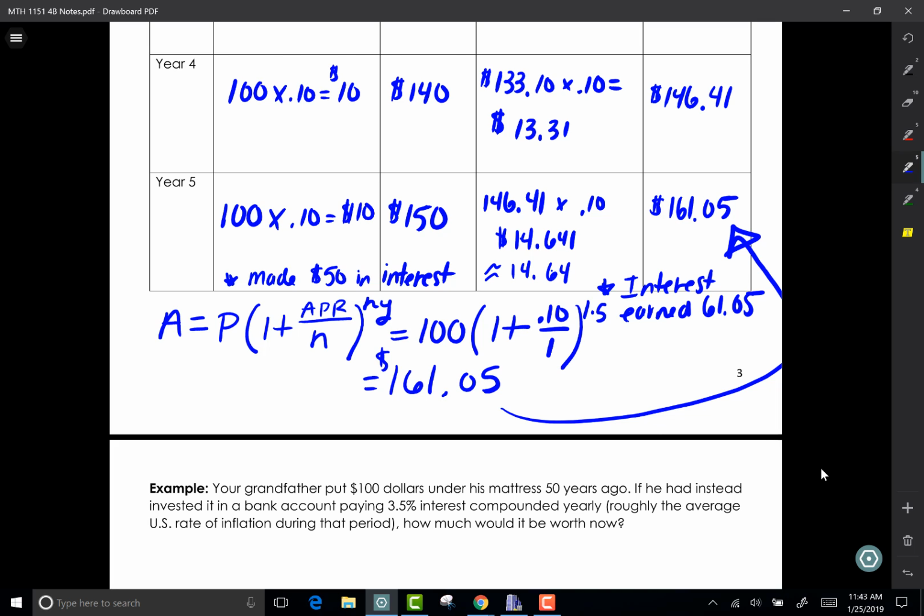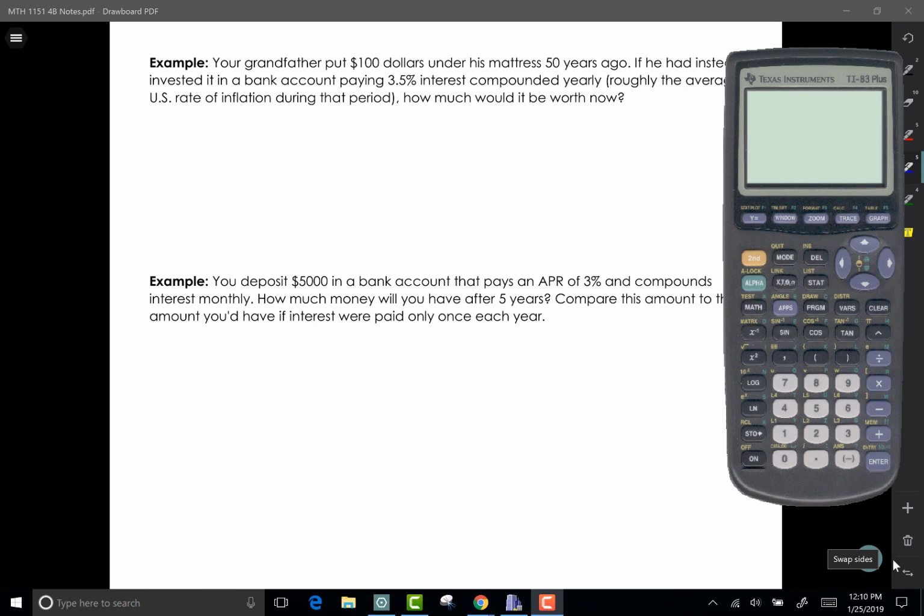So this one was easy to do by hand because it was only compounded 5 times, once a year for 5 years. But if we try to do that by hand over 30 years monthly, that would be 360 times it's compounded, and that would be 360 computations. So it's much easier to use your formula.